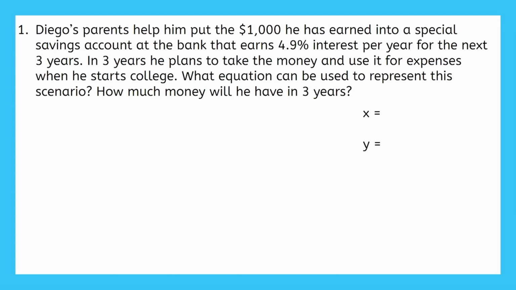The independent variable, or input, x, is the number of years that the money is in the account. And the dependent variable, or output, y, is the amount of money in the account, since it depends on the number of years. Okay, now what about the equation to represent this? What can we substitute in for a and b here?